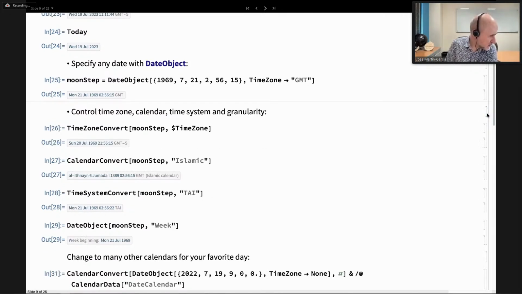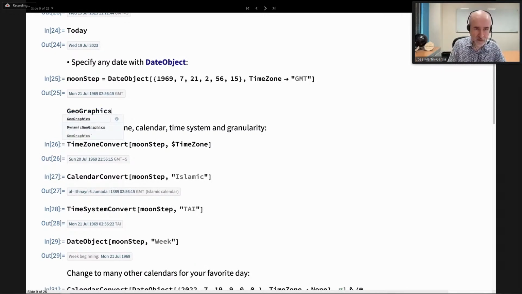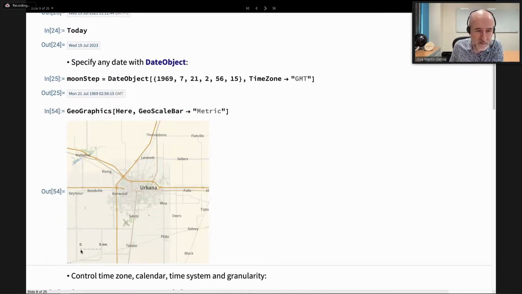And Sander is asking, I miss with geographics the addition of standard scale bars. In geographics, we can do something like here, geo scale bar. I don't know what you're referring to. For example, we say, I want a scale bar given in metric. And so we have here, or you can say imperial, right? And then the scale bar will be in miles. I think we can actually even put both together.